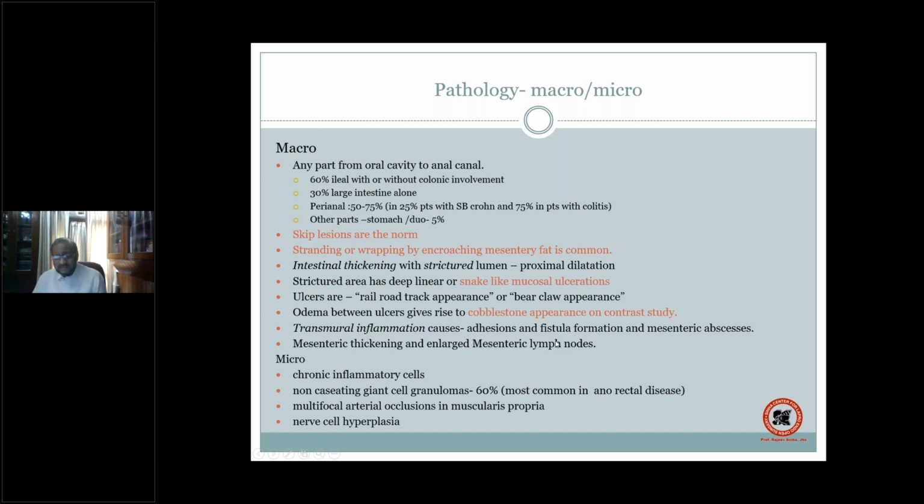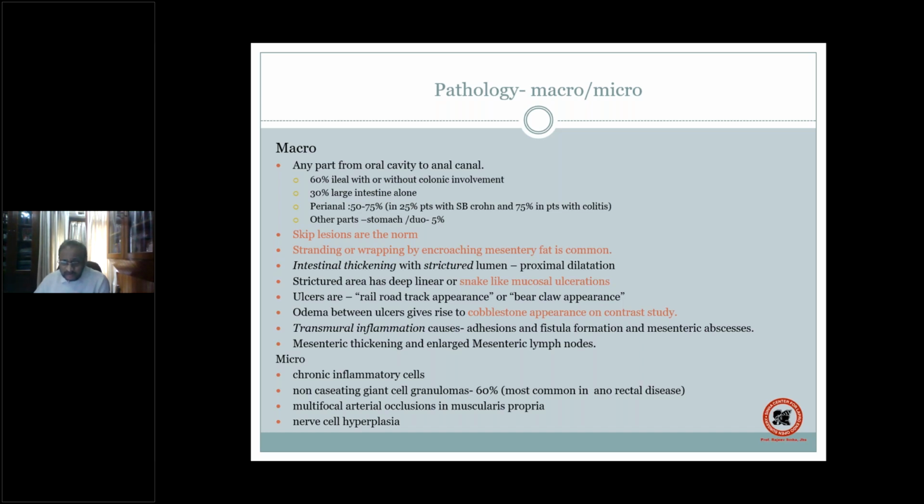On the other hand, if you look at the microscopy, you take a section of a part involved with Crohn's, you'll find number one, infiltration by chronic inflammatory cells. What cells are we talking about? The lymphocytes, the plasma cells, the monocyte macrophage system. All these are chronic inflammatory cells. You'll find granulomas, giant cell granulomas.